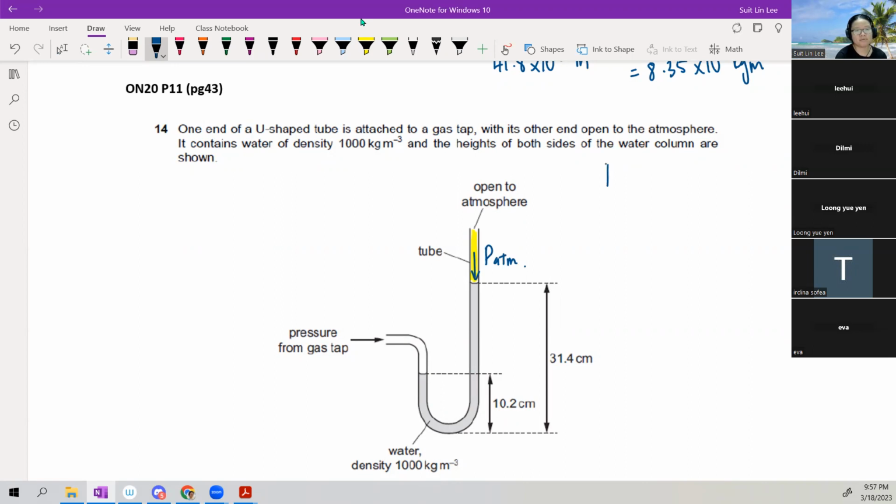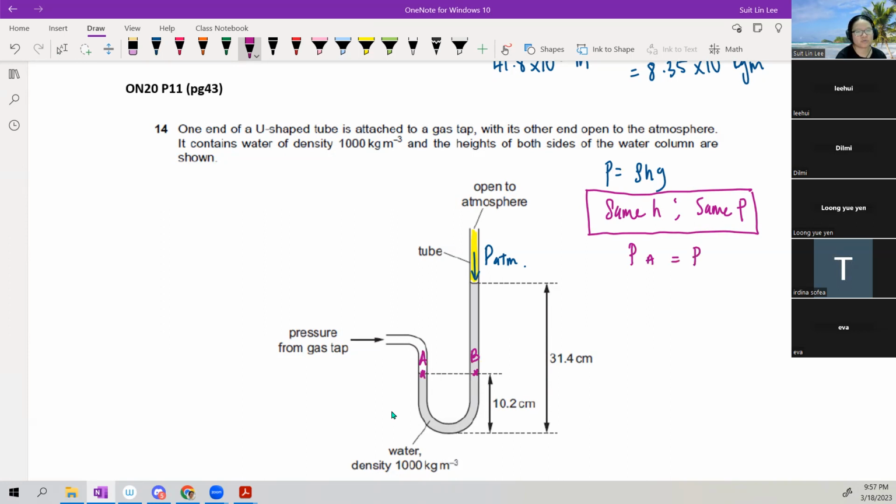Okay, and from P is equal to rho Hg, if it's the same material and inside the same planet, same height or same depth will have the same pressure. This is an important concept to remember when you do questions like this. So for example, the pressure here and the pressure here is the same. Let's say this is point A, this is point B. Pressure of A is equal to pressure of B.